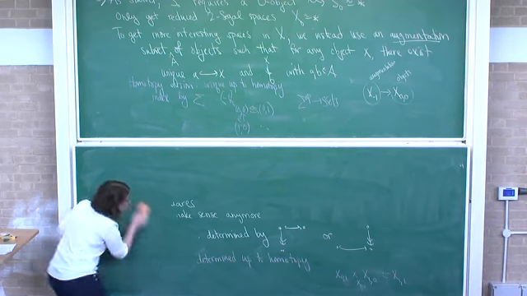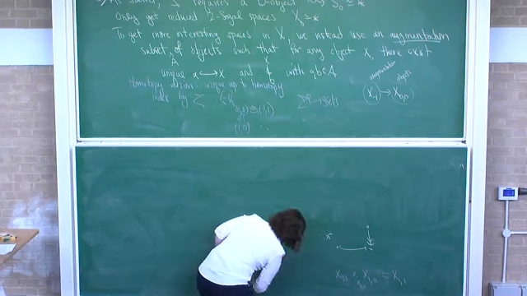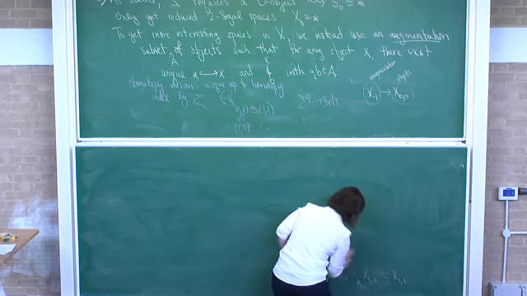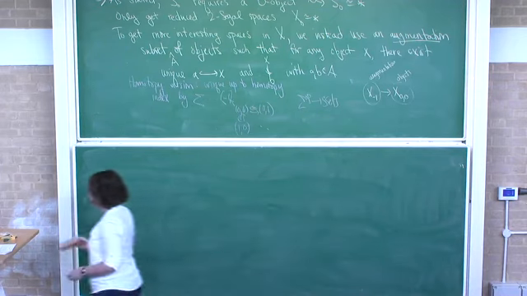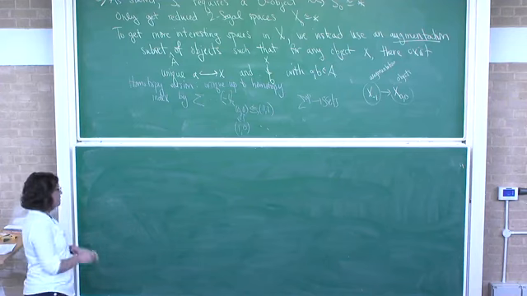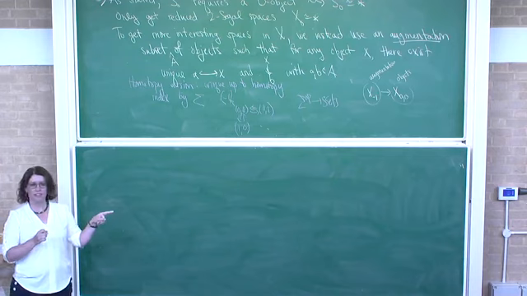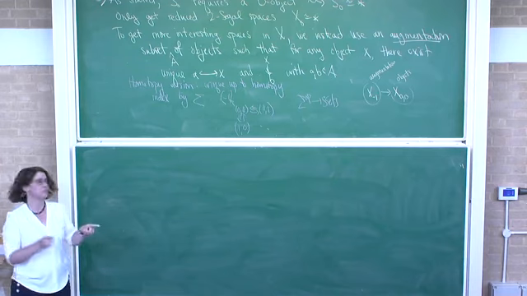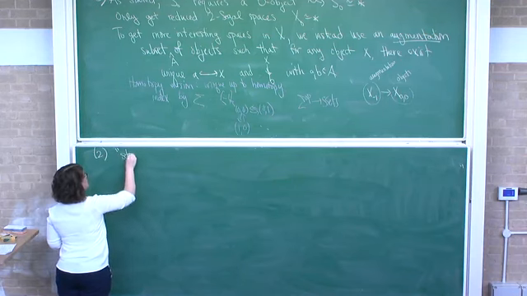Okay, so now that I just erased it, for number 2, did I give that a name? Sure did. So 2, the condition is called stability.